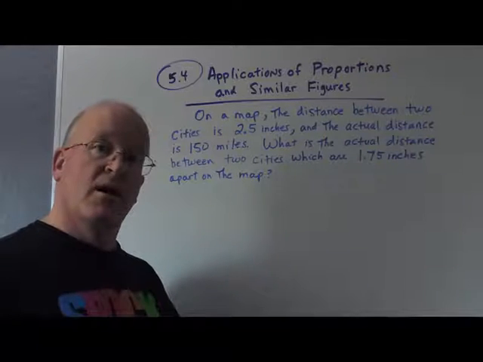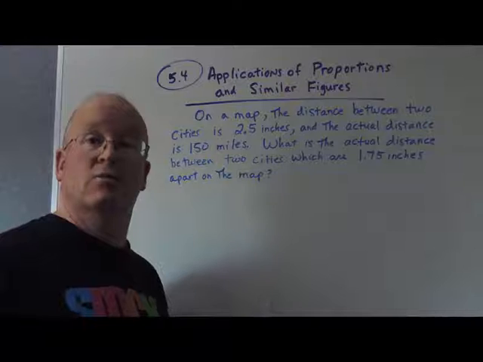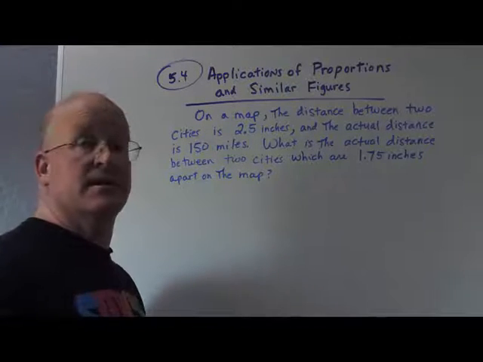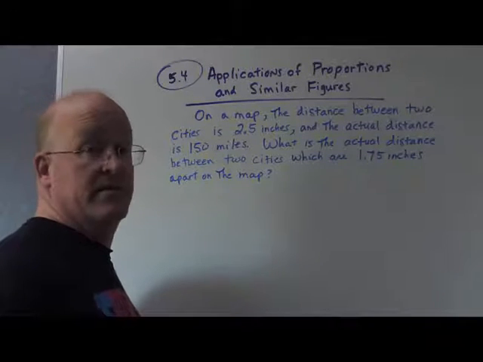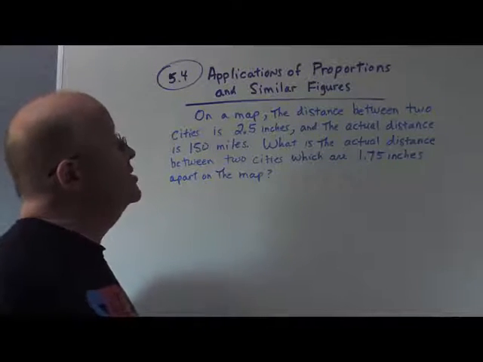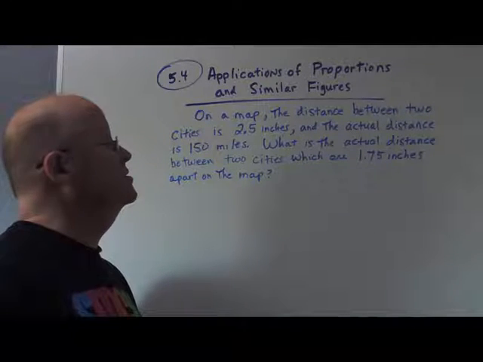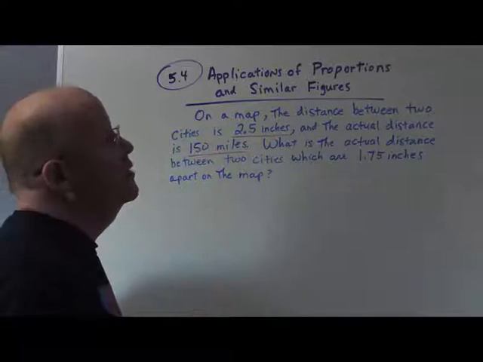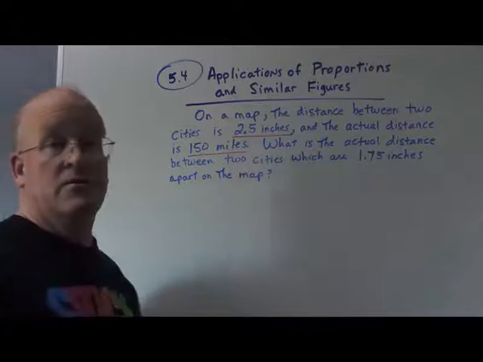In this next problem, we are asked to compare distances on a map to actual distances. It says on a map the distance between 2 cities is 2.5 inches and the actual distance is 150 miles. What is the actual distance between 2 cities which are 1.75 inches apart on the map? Well, let's look at this first sentence here. We know that 2.5 inches corresponds to 150 miles.